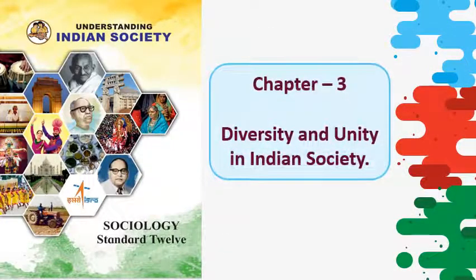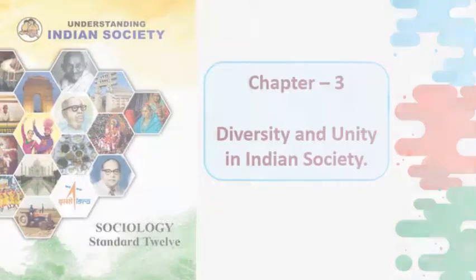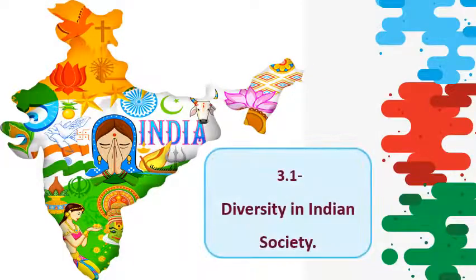In the previous lecture we completed the second chapter of our textbook, that was Segments of Indian Society. Today we will start with the third chapter of our textbook, that is Diversity and Unity in Indian Society. The first topic in this chapter that we will study is diversity in Indian society.